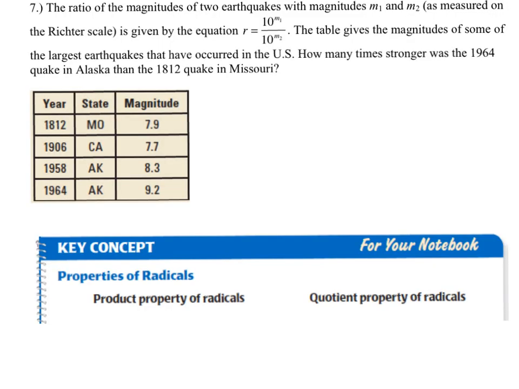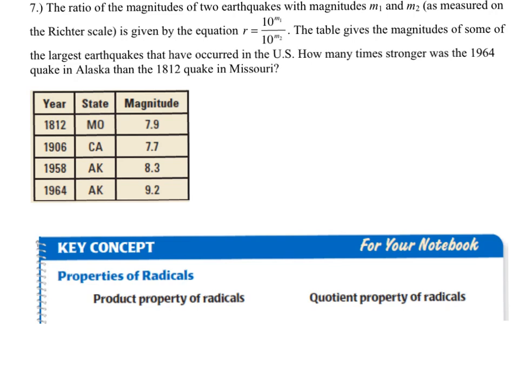Here's an application problem. The ratio of the magnitudes of two earthquakes with magnitudes m sub 1 and m sub 2 as measured on the Richter scale is given by the equation r equals 10 to the m sub 1 power divided by 10 to the m sub 2 power. The table gives the magnitudes of some of the largest earthquakes that have occurred in the U.S. How many times stronger was the 1964 quake in Alaska than the 1812 quake in Missouri?